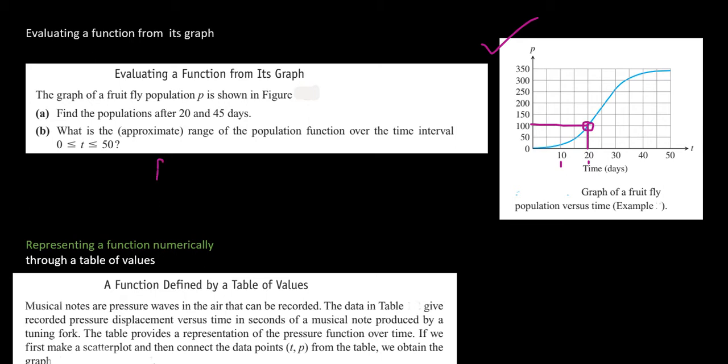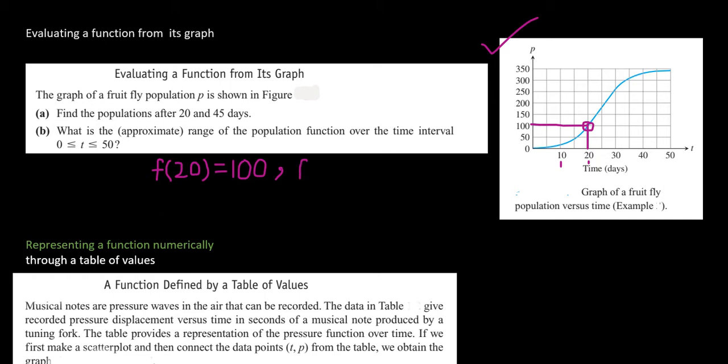We can use that if we put the value 20, that is the value of x, we will get a population of 100 fruit flies. So this is an approximation value of the solution of this graph.